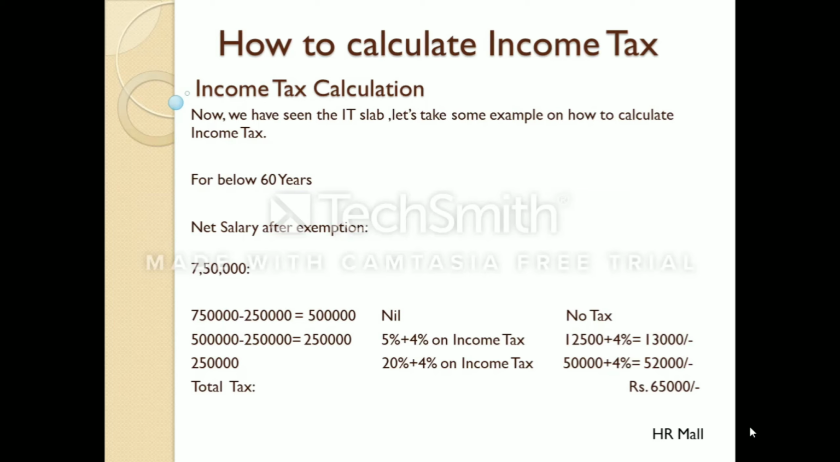On 5 lakh, again 2,50,000 is reduced but 5% tax, that is 12,500 plus 4% on the remaining amount, that comes to 13,000. Then again on remaining 2,50,000, 20% plus 4%, so that comes to 52,000. So total 13,000 plus 52,000 is 65,000 tax.